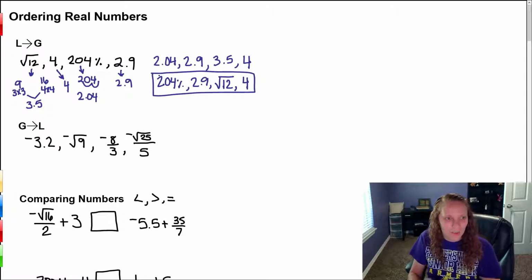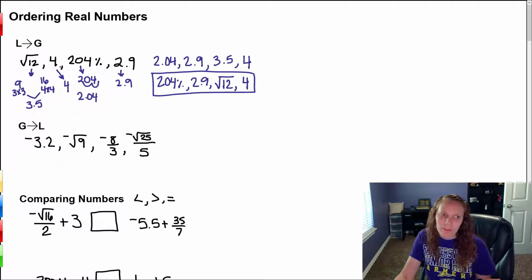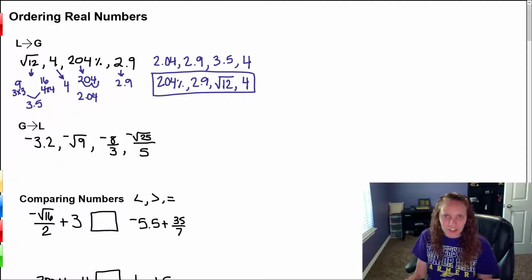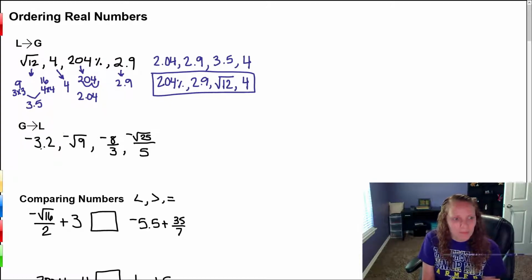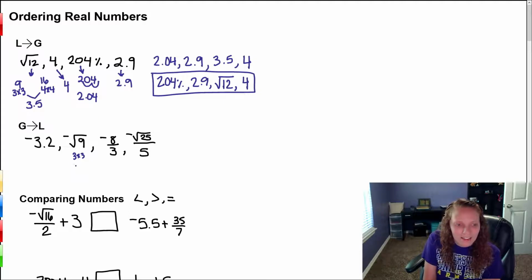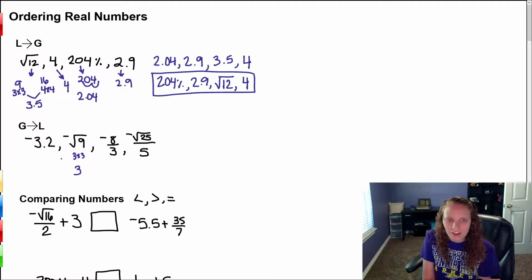Let's try the next one. Now on this next one, we want to go from greatest to least, but first we need to change it to either an integer of some sort or a decimal number to be able to compare them. Negative 3.2 we don't need to change. It's already in decimal format. The square root of 9, and then there's a negative out in front. Well, I know that 3 times 3 is 9. So the square root of 9 is 3, but since there's a negative out in front, we're just going to keep the negative with the 3.